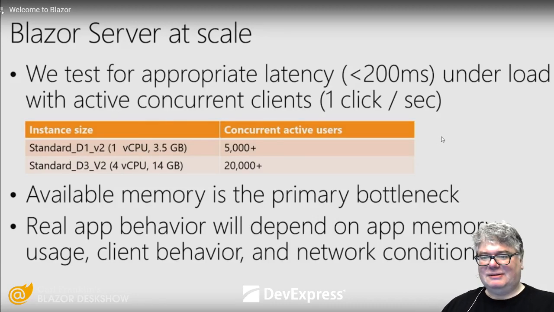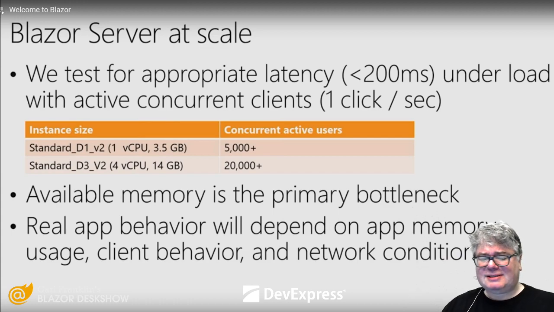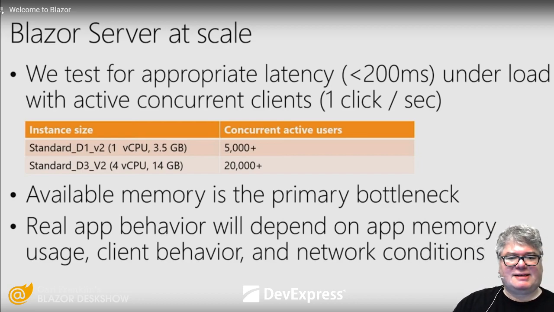So let's talk about how many users you can expect realistically to be able to support. Well, Microsoft did a test. I pilfered this slide from Dan Roth from .NET Conf. Essentially, they did a test for appropriate latency, which they deemed was less than 200 milliseconds. In other words, from the time you click a button to the time you get a response, if it's more than 200 milliseconds, the brain is kind of like, did I do that, or is something else happening?